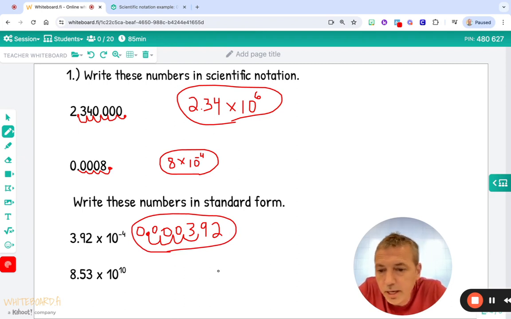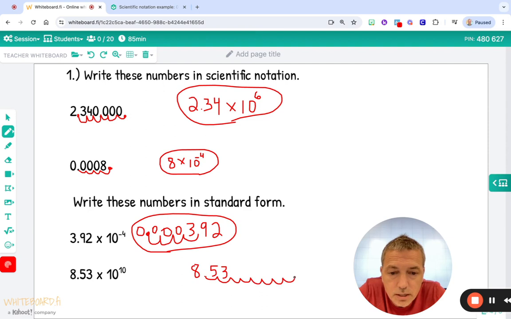And this last one, 8.53 times 10 to the 10th. So I'm just going to write that 8.53. Well, it's a positive 10, so I know it's going to be a very large number. I want to move this decimal to the right this time. 10 times. 1, 2. I got to start adding zeros, right? 3, 4, 5, 6, 7, 8, 9, 10. I know the decimal is going to end up here.